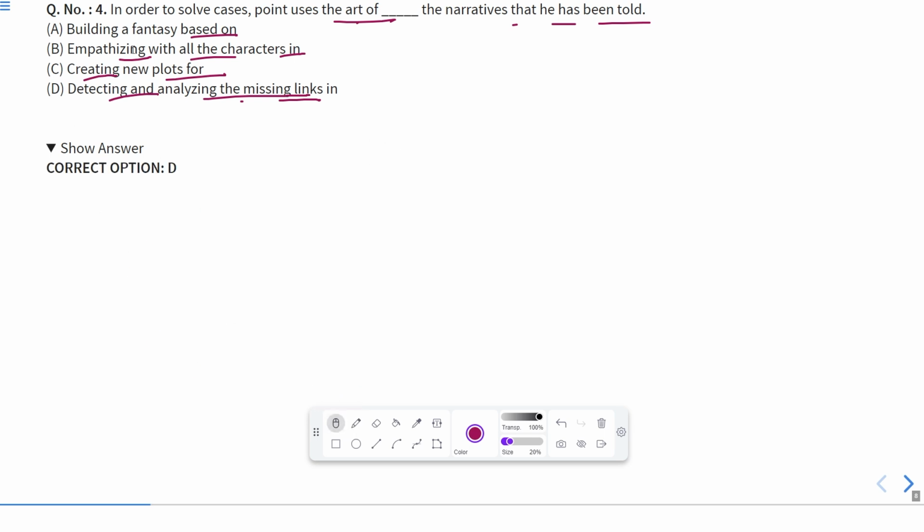Okay, because empathizing was done only by Father Brown. Building in a fantasy based on, that was only by Sherlock Holmes. Creating new plots, no one has done that. And detecting and analyzing the missing links, this is done by all the three. Therefore, D is the correct answer. Okay, now let us move to the next one.